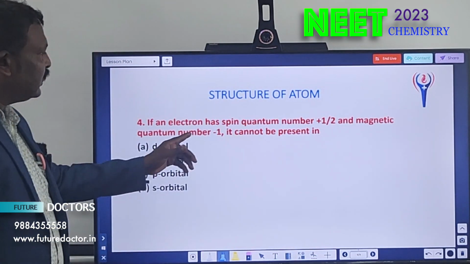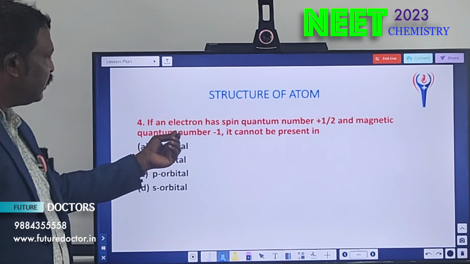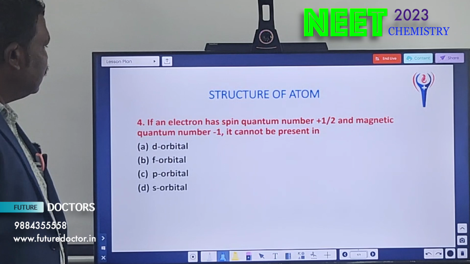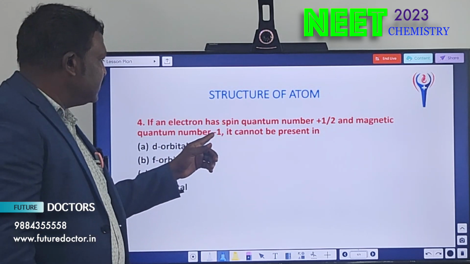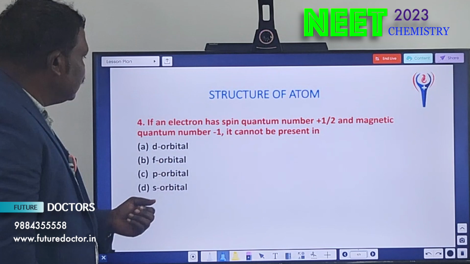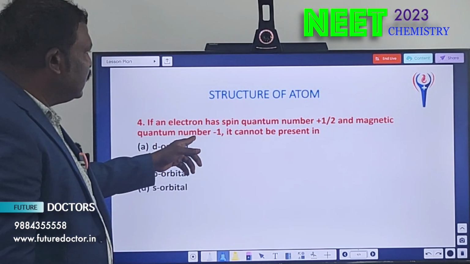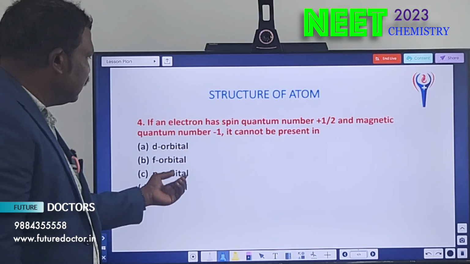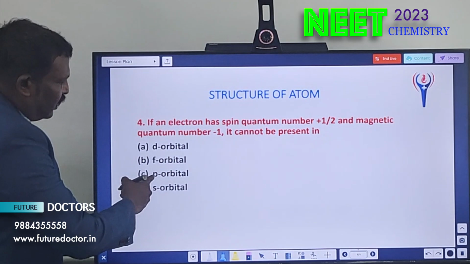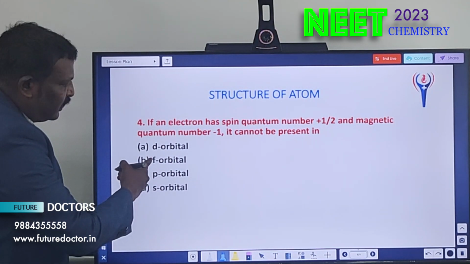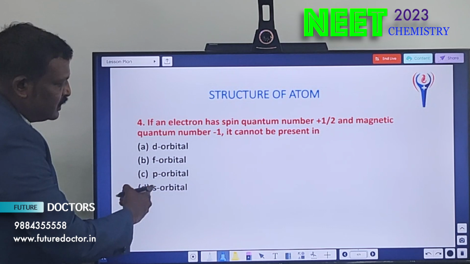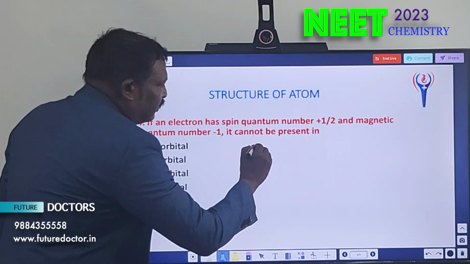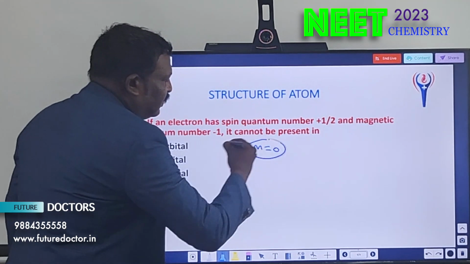Next one. If an electron has spin quantum number +1/2 and magnetic quantum number -1, it cannot be present in a dash orbital. That's the question. Okay. See, m equal to 0 means what? S orbital, isn't it? But magnetic quantum number -1 is given. It cannot be in s, because m value is 0 there, it can be, but m equal to -1, no. All the others have m values: p orbitals also have m values, f also, d orbitals also. But here m is equal to 0 for s. So answer D is the correct option. For s orbital, m will be 0. Understood? Then only I put this one.